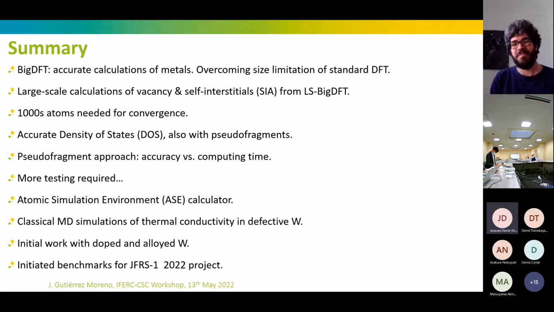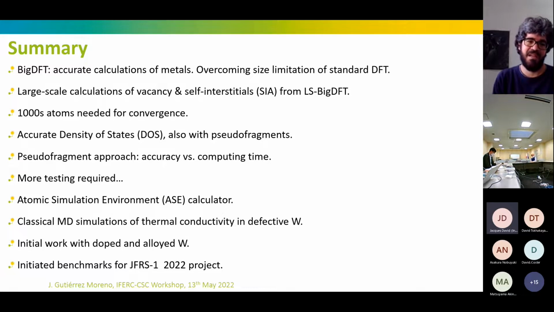And of course, it always depends on the accuracy you want to get and the computational time you can put into these calculations. More testing is required, so we are still working on this. This is ongoing work, and there are still some things we want to understand. We want to work a bit more on this and see how far we can go with these models and how accurate they are compared to standard DFT.